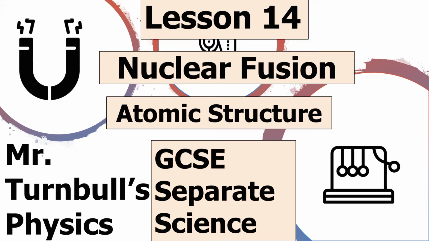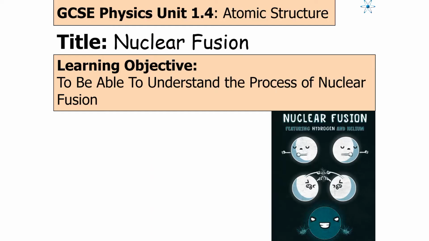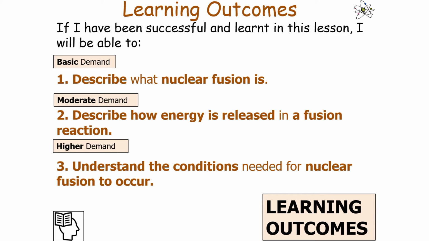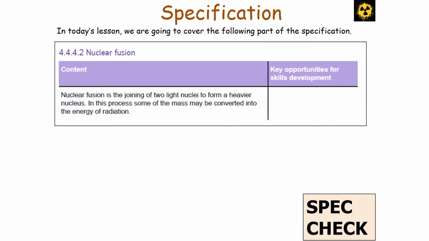Hello and welcome to today's lesson on nuclear fusion, which is part of the atomic structure topic in GCSE Separate Science physics. So in today's lesson we're going to look at understanding the process of nuclear fusion. If we've been successful in today's lesson, we should be able to describe what nuclear fusion is, describe how energy is released in a fusion reaction, and understand the conditions needed for nuclear fusion to occur, which is part of the GCSE Separate Science topic atomic structure in 4.4.4.2 nuclear fusion, which is a separate science only part of the content.